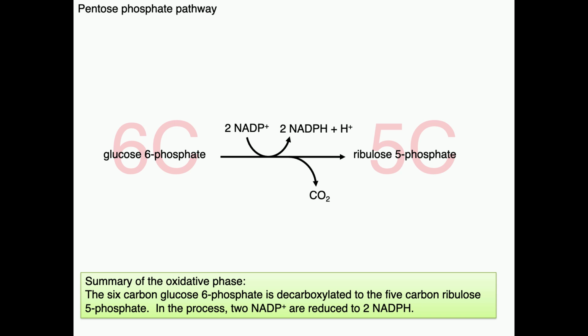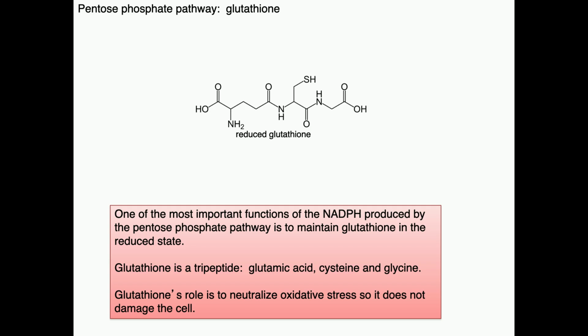And this is just one important example of its function, its role in maintaining antioxidant defenses through maintaining reduced glutathione. So glutathione is not a protein, but it's made of amino acids. Okay, so it's a tripeptide. There's a glycine, and a cysteine, and a glutamic acid. It's easiest to pick out the glycine because that doesn't have a side chain.